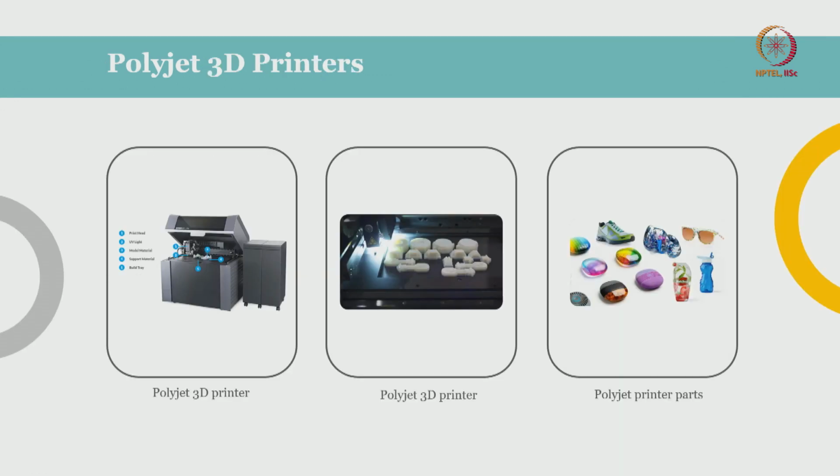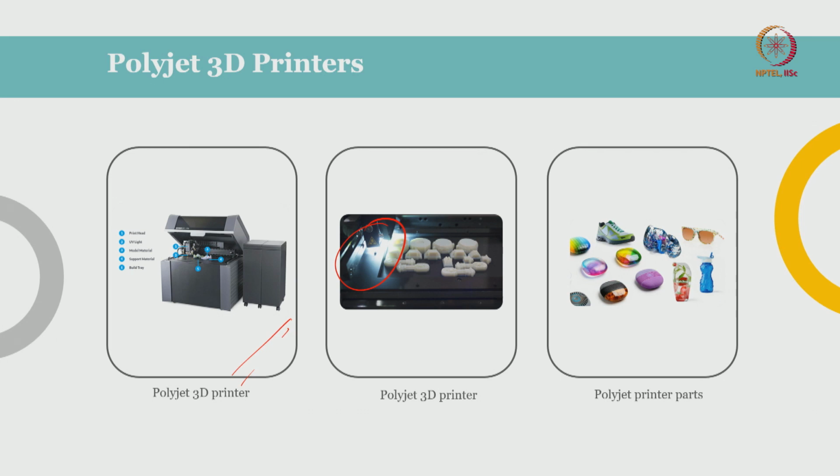Now let's see some of the PolyJet printers and some of their printed parts. This is one of the commercially available printers, and here you can see a printer in live action. This is just a photo. You can see the print head, and near the print head itself you can see a light. It's actually a white light. This just denotes that the UV lamp is on.